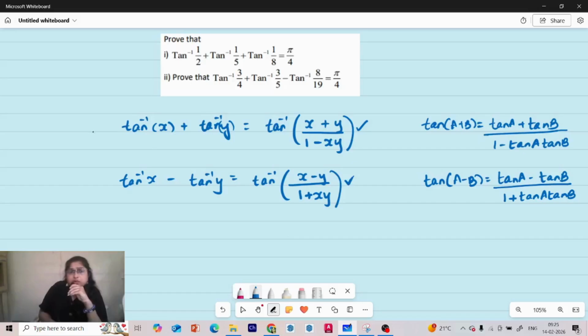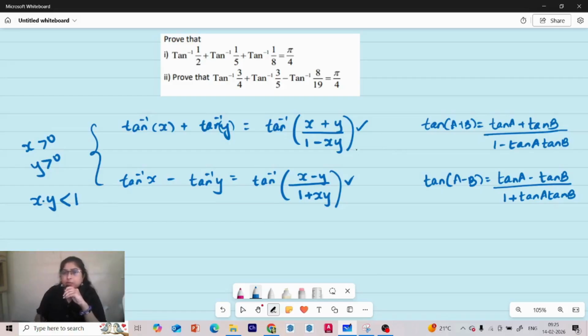In both of these cases x is greater than 0, and as you can also see y should be greater than 0. And x multiplied with y should be less than 1. This is our criteria, and almost every problem has this criteria, so there's no need to worry about it. Just remember these two formulas.